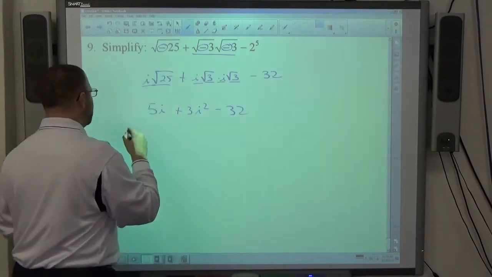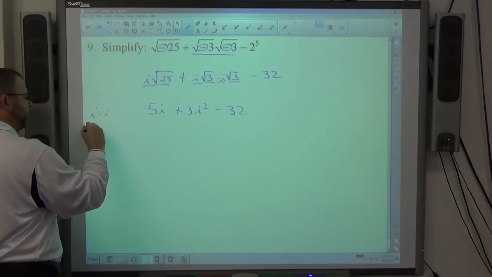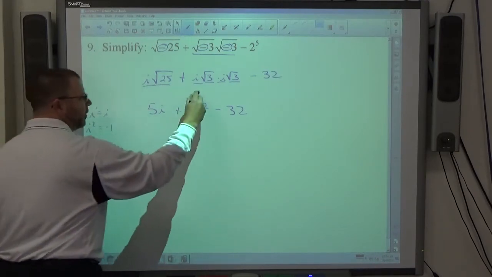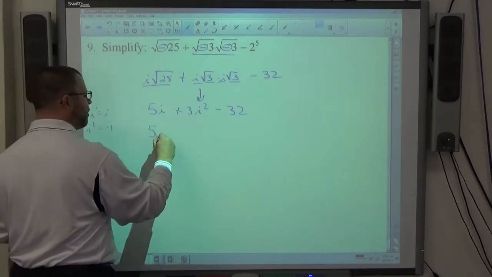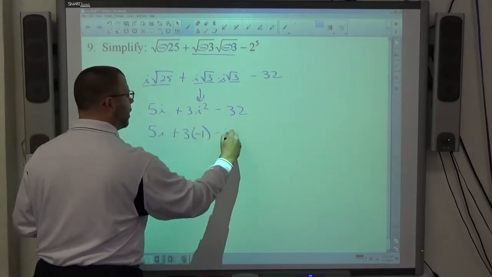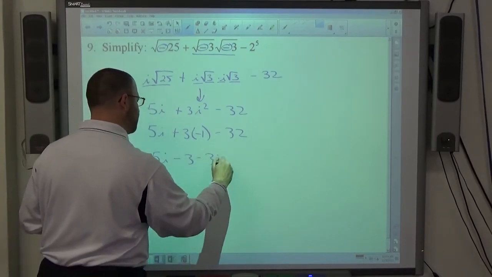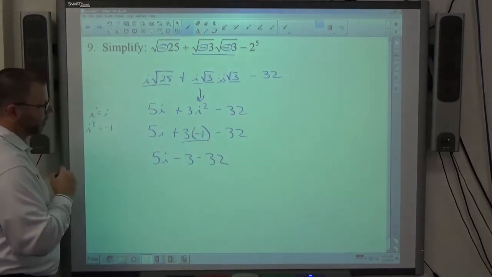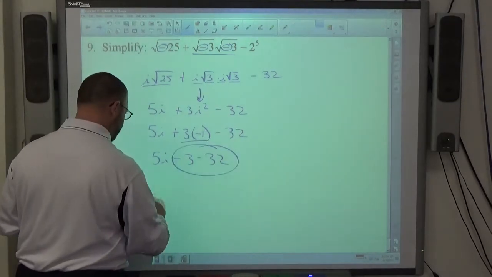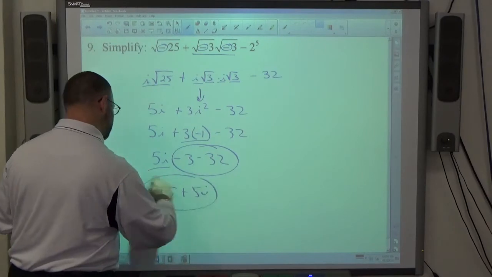And once again, I'm just going to go down to I squared. I to the first times I to the first equals I to the second, which is negative 1. There's my I to the second. So 5I is fine. 3 is being multiplied by I squared, replaced with negative 1, minus 32. 3 and negative 1 make minus 3. Real sum, negative 35. Imaginary sum, plus 5I. There's our answer.